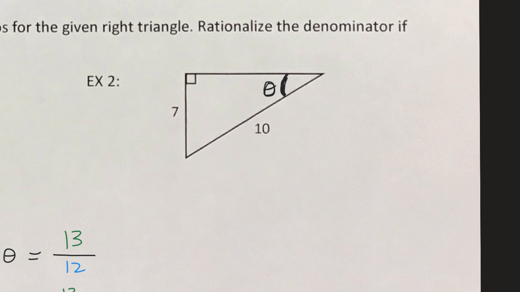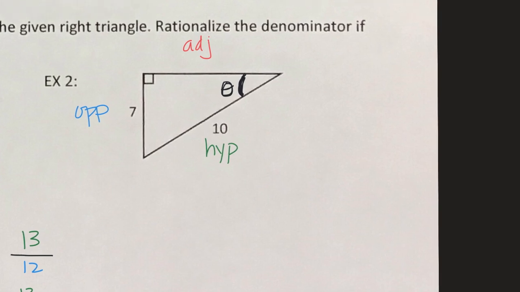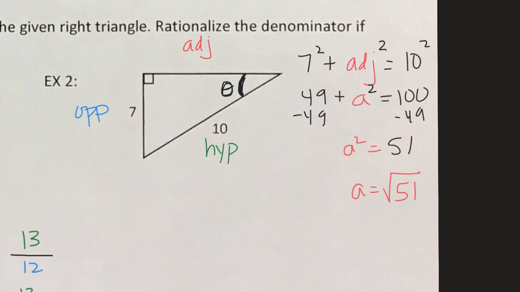So for this reference angle, 7 is the opposite side because it's across from the angle. 10 is your hypotenuse. So we are missing our adjacent side. Let's use the Pythagorean theorem to calculate that missing side first. So we have radical 51, or the square root of 51, as the side length for the adjacent side. Now that we have all 3 sides, we can write down all 6 of our ratios.